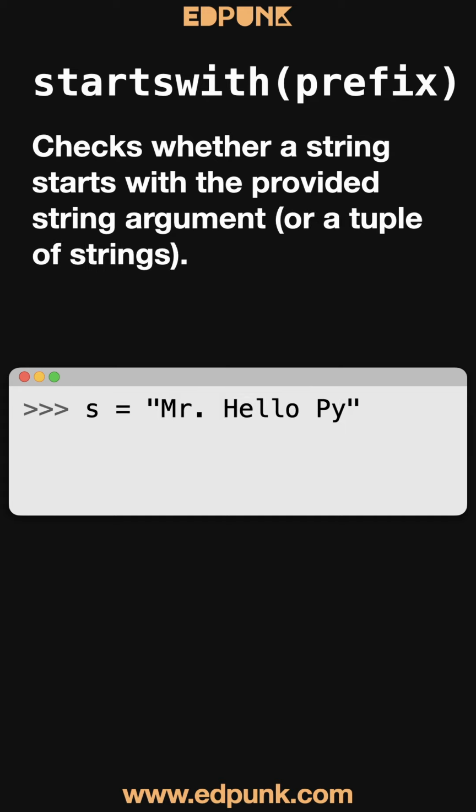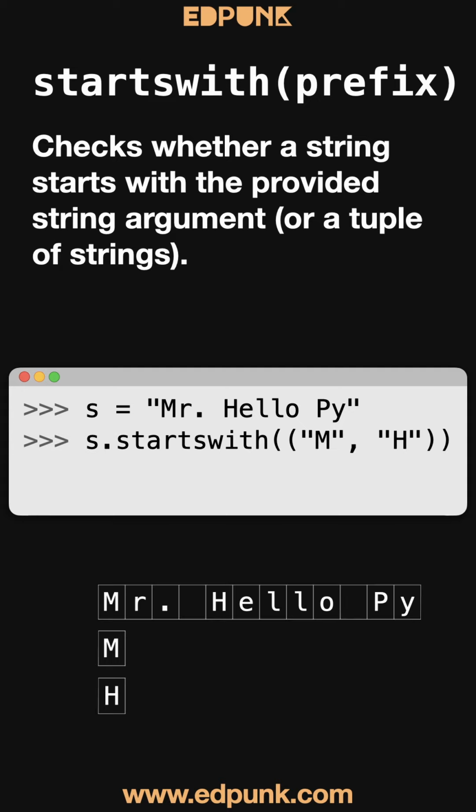If we want to test whether the string begins with one of the given prefixes, a tuple of substrings can be provided as the argument prefix. For example, given a string "Mr. Hello Pie" assigned to a variable s, executing s.startswith with a tuple containing strings "M" and "H" returns True as the string begins with M, which is the first item of the tuple.